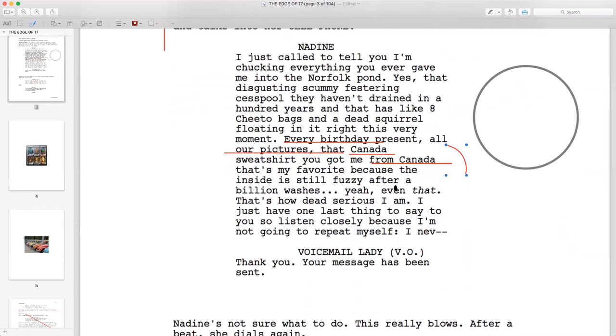First, there's something that you should know about repetition. When you repeat a word close together, the second one is usually the emphasized word. So that Canada sweatshirt, "You got me from Canada," would be the emphasis.